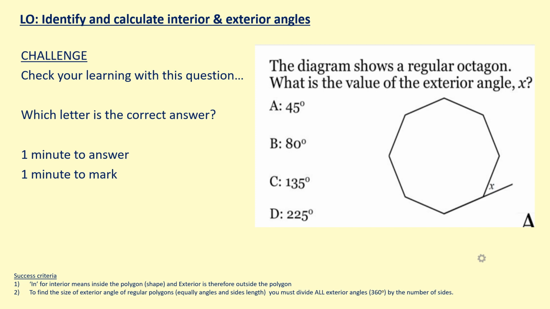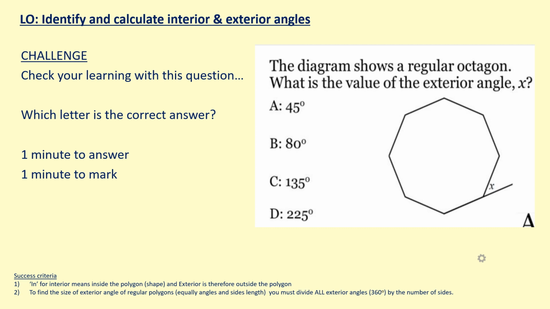Right then, so let's check our learning here. Let's check if we're meeting the lesson objective, calculating some exterior angles. So here's another question for you. I want you to pause the video and have a go at working this out, and press play when you're ready for me to reveal the answer. But ideally, it says here on the left, it's a multiple choice. Which letter is the correct answer? 1 minute to answer, 1 minute to mark. So set yourself that minute. It's really important we do that.